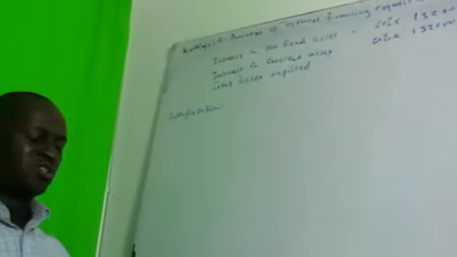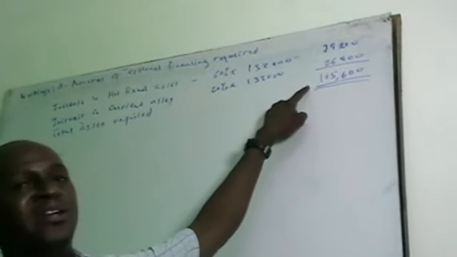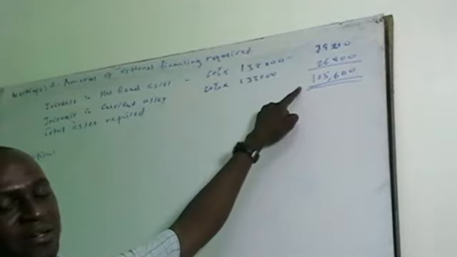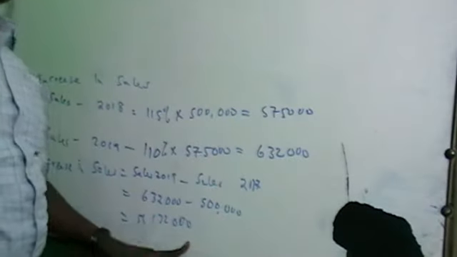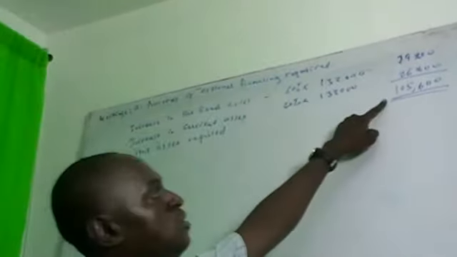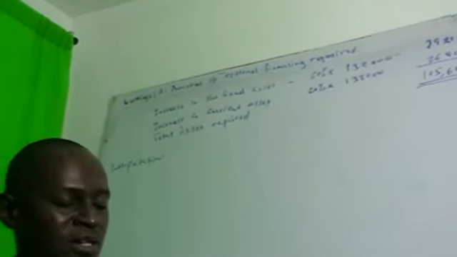For the company to achieve an increase in sales amounting to shillings 132,000, it needs to acquire additional assets amounting to 105,600. I repeat that. For the company to achieve an increase in sales amounting to shillings 132,000, this company needs to acquire additional fixed assets amounting to shillings 105,600. Remember, one of the assumptions is that the company is operating at full capacity.